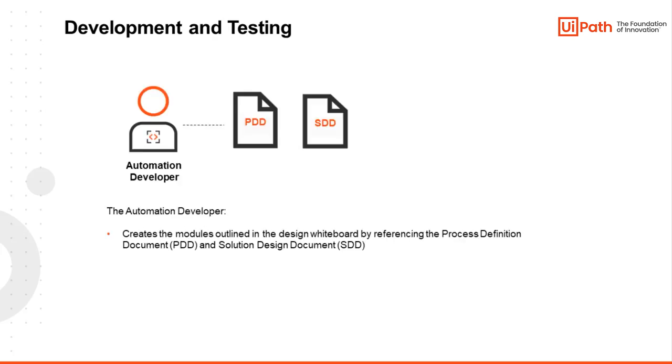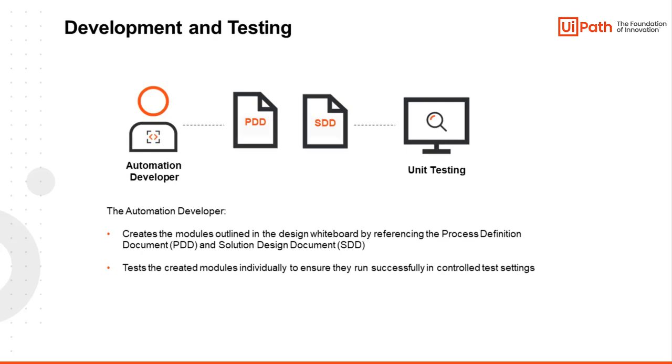Collaboration between the solution architect, the project manager, and the automation developers occurs during the next stage, development and testing. Here, the automation developers create the modules outlined in the design whiteboard using the process definition document, or PDD, and the solution design document, or SDD, as references. The created modules are then tested individually to ensure they run successfully in controlled test settings.